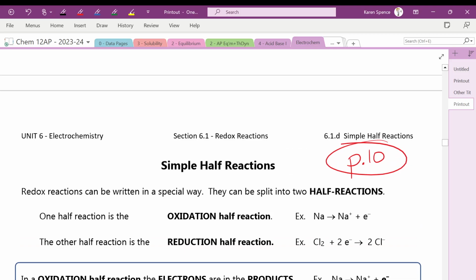Would you guys like to see a redox reaction? Sure. Okay. I'll be right back.